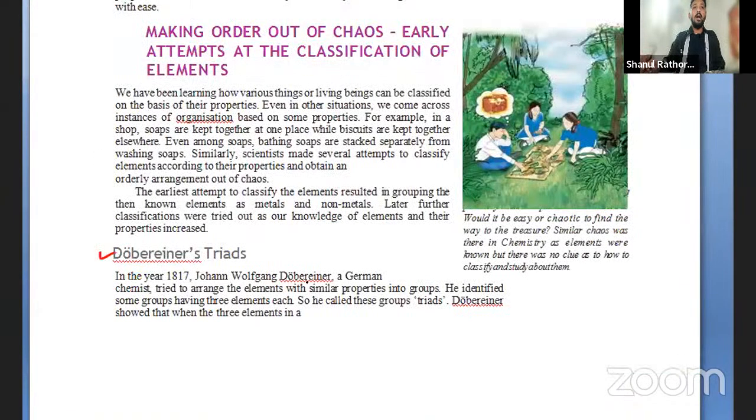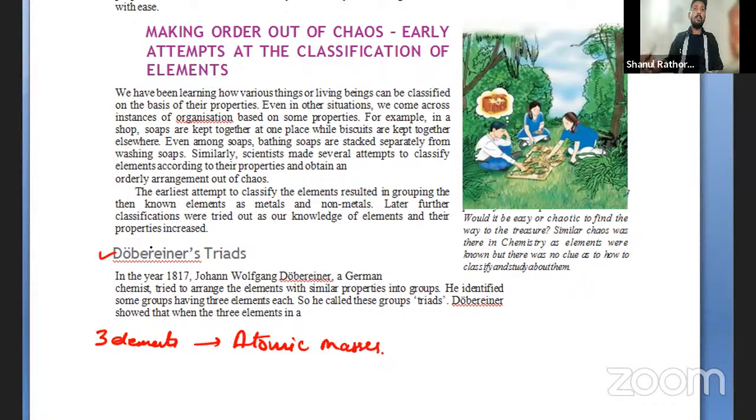Johann Wolfgang Dobereiner, a German chemist, tried to arrange elements with similar properties into groups. According to Dobereiner's law of triads, when 3 elements having similar properties are arranged in order of increasing atomic masses, they are arranged on the basis of atomic mass.